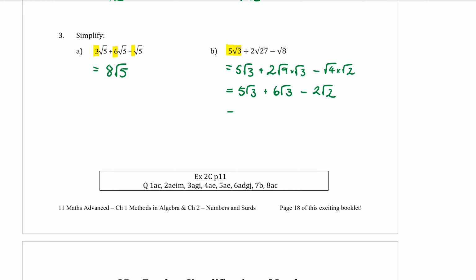Okay, now they're not all like surds, but the first two are. They are root 3s. So 5 plus 6 makes 11 root 3. The 2 root 2 is different, so it sits at the end. All right, easy peasy. That's it.